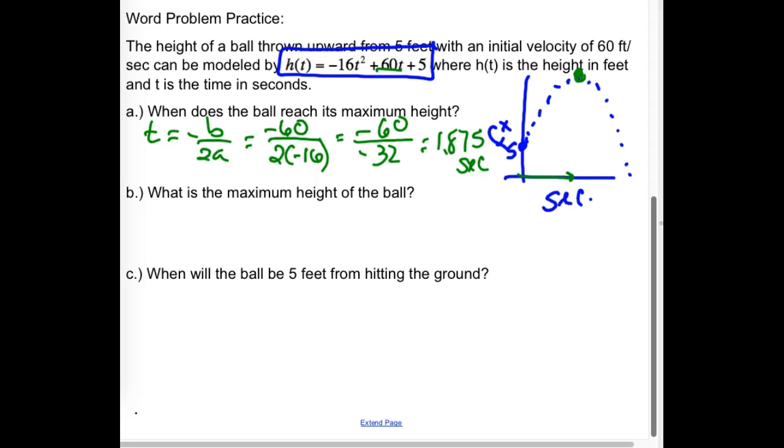Part B says, what is the maximum height of the ball? Now they're asking, what is that height, right? What is that y coordinate? So we have to plug our x value in, and instead of y, we're using h. So what is h of 1.875? Go ahead and grab your calculators.